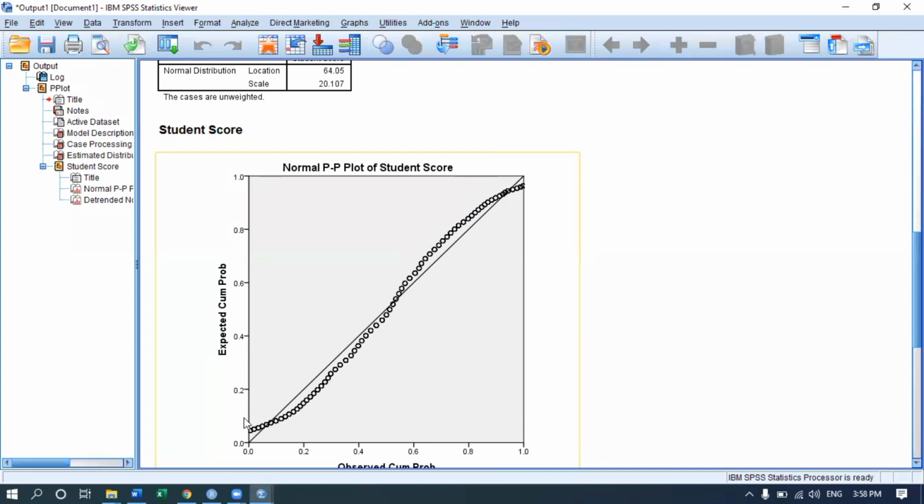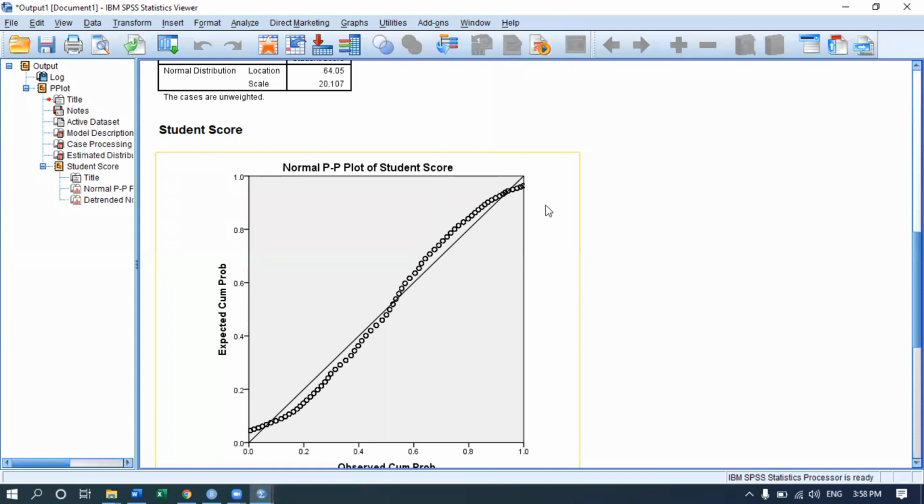Now, if it follows a normal distribution, if most of these points are on this diagonal line, you can see the diagonal line. If most of these points are on the diagonal line, we say it has satisfied the normality assumption.